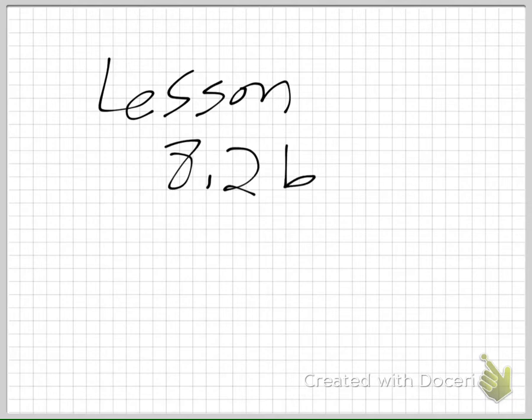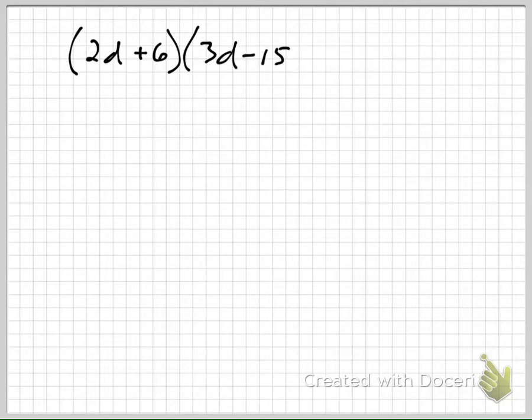Okay, this is Algebra lesson 8.2b, second day of this, using the distributive property. To expand on what we learned yesterday, if you end up with a problem that looks like this, 2d plus 6 times 3d minus 15 equals 0, here's the deal. What this means is that we're going to do this.